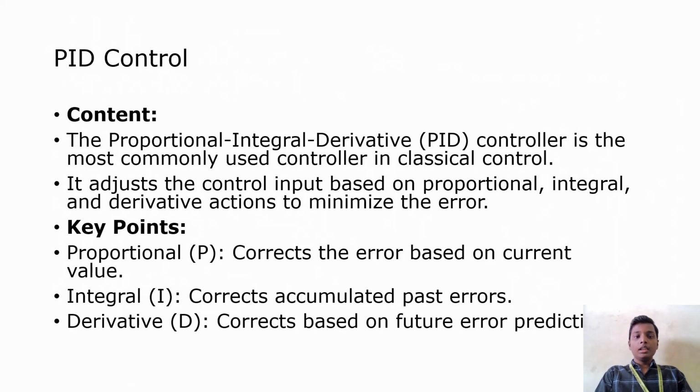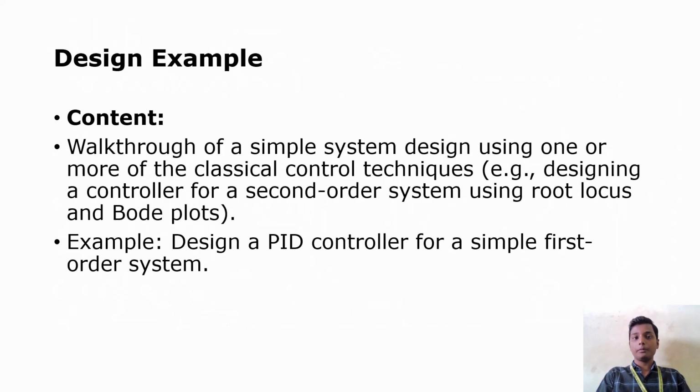PID control. The proportional integral derivative, simply called the PID controller, is the most commonly used controller in classical control. It adjusts the control input based on the proportional, integral and derivative actions to minimize the error. Key points: proportional, denoted as P. It corrects the error based on the current value. Integral, denoted by I. It corrects the accumulated past errors. Derivative, denoted by D. Corrects based on future error predictions.